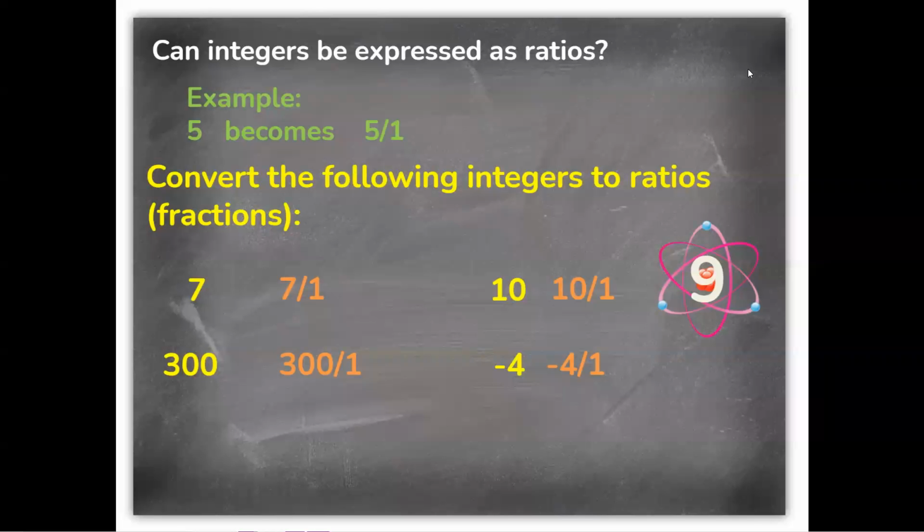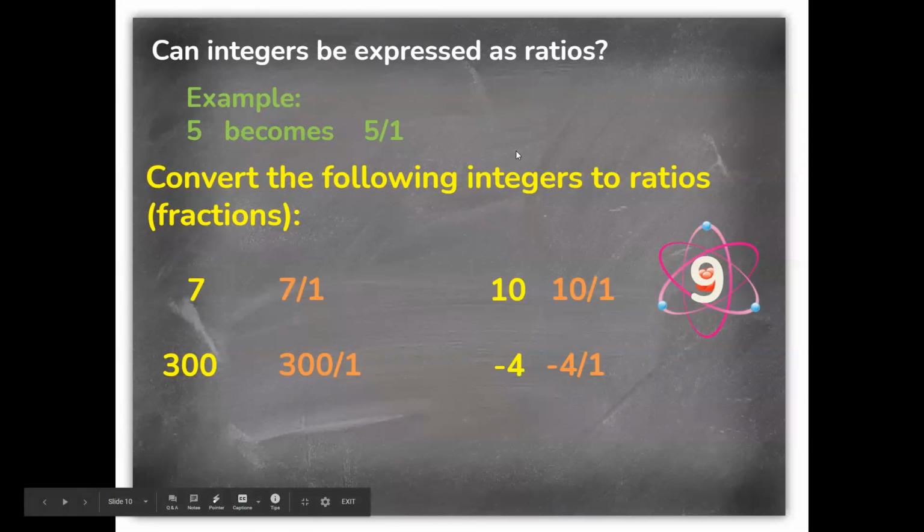And here are your two answers. So you should have gotten 10 over 1 and then negative 4 over 1. Doesn't matter if it's a negative or positive. You're just going to put the negative if you have one.